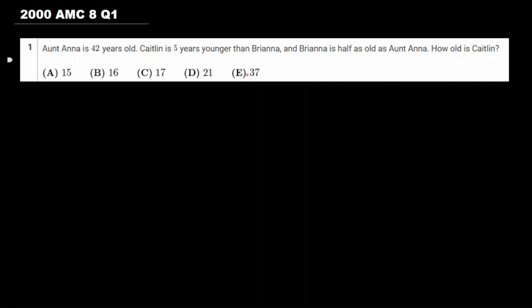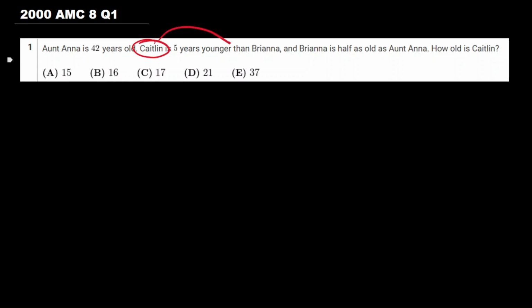Our problem today is from the 2000 AMC 8 question 1, and it's: Aunt Anna is 42 years old, Caitlin is 5 years younger than Brianna, and Brianna is half as old as Aunt Anna. How old is Caitlin? So to solve this, we have to look at how Caitlin connects to this problem.